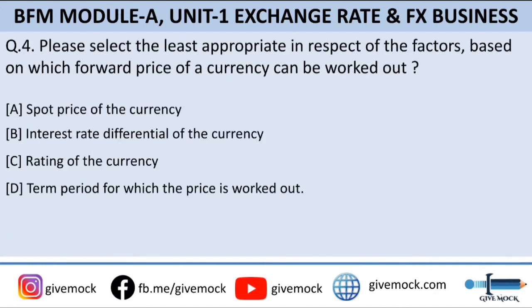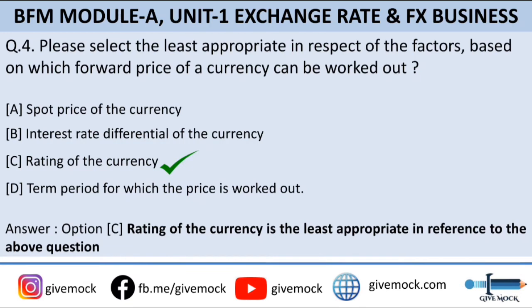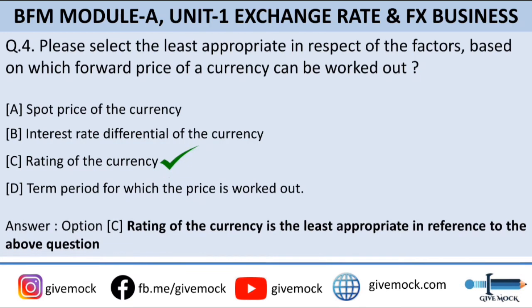Let's move to question number 4. Please select the least appropriate in respect of the factors based on which the forward price of a currency can be worked out. So guys, you can go through the options. The correct answer to this question is option C, that is rating of the currency is the least appropriate. Whenever you work out the forward price of a currency, what matters is the spot price of the currency, the interest rate differential of the currency, and the term period for which the price is worked out. Not the rating of the currency. It is extremely inappropriate in this context.